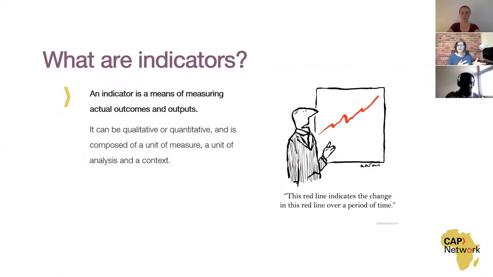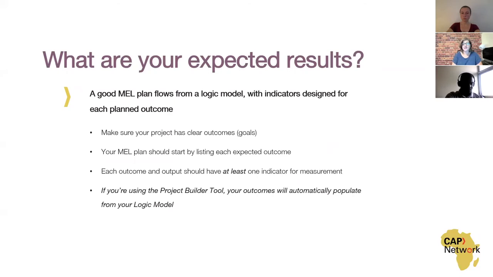Indicators can be qualitative or quantitative, so they can be numbers or they could be words and information that you've received from people. And it's usually structured as a unit of measure, a unit of analysis, and a context. So it might be a change of a certain kind for certain people in a certain place. So it's going to be very specific, but it's going to be linked to your expected results.